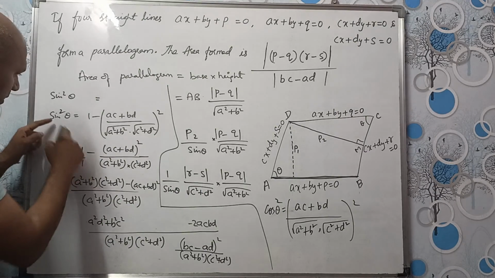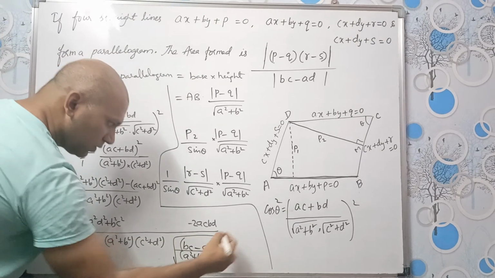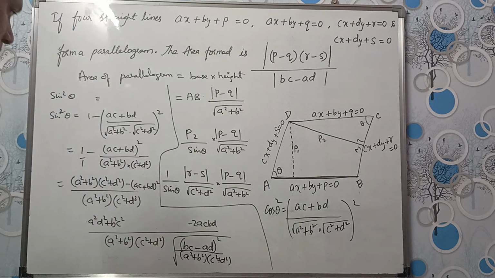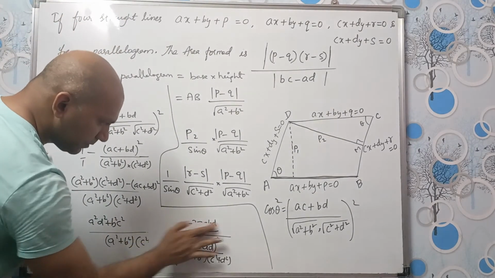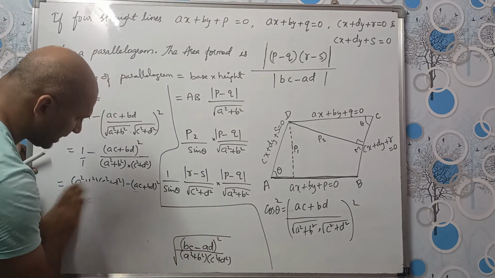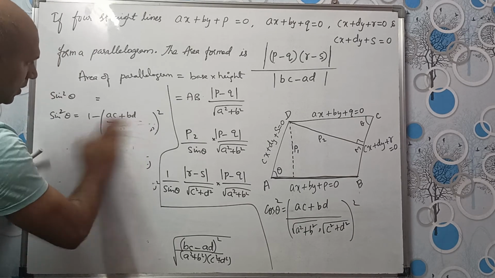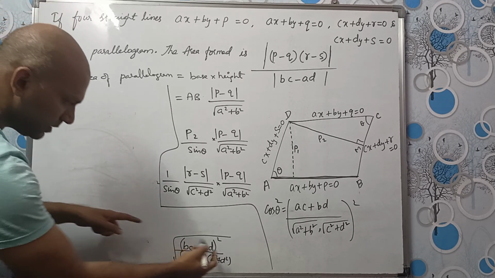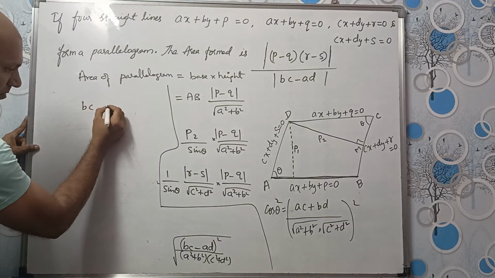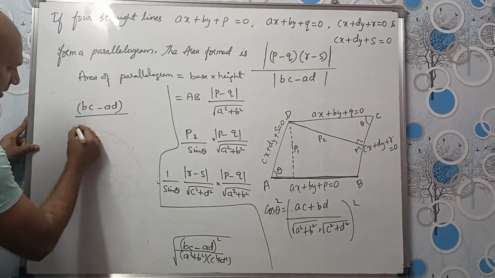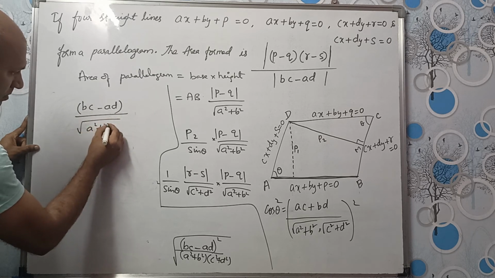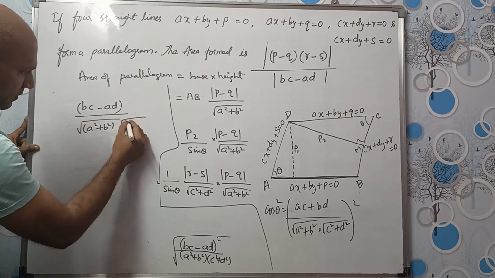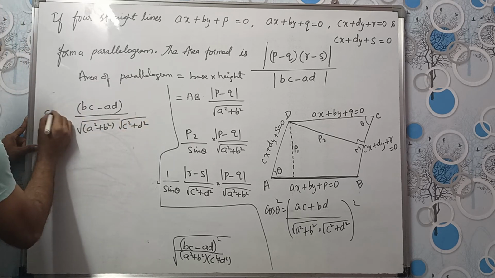This is sin square theta. So if you want to find sin theta, this square goes on the other side, becomes root. Let me rub this part. So this is the value of sin. What is the value of sin? If you remove the squares, this is BC minus AD divided by root of A square plus B square, multiplied by root of C square plus D square. This is the value of sine.